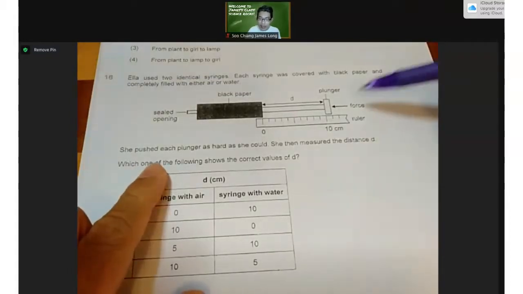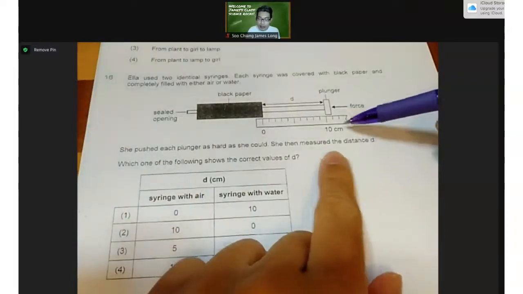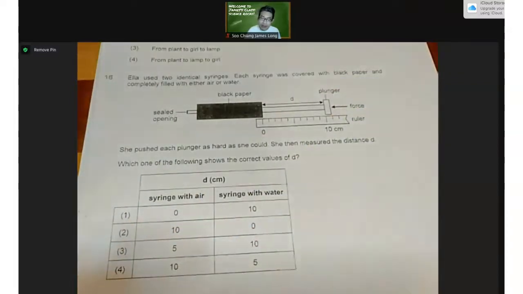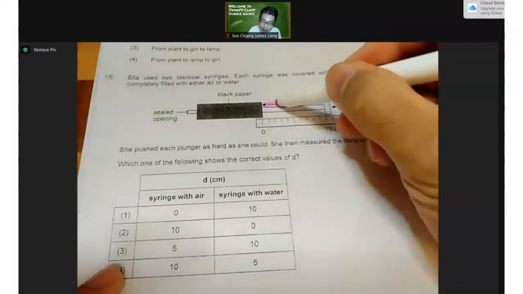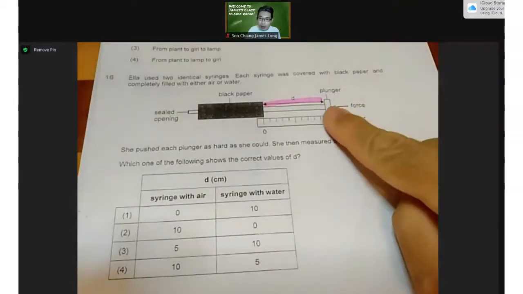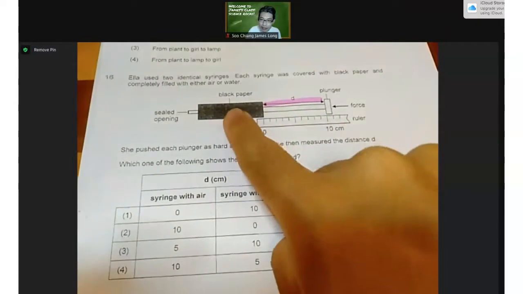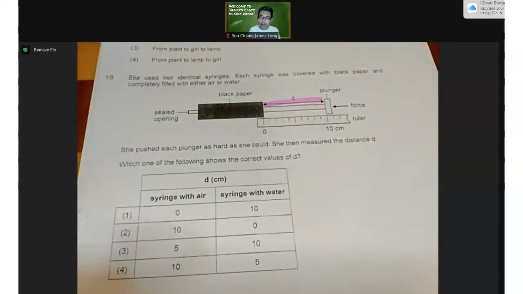So we must depend on certain observations that we can make. And what is that? She pushed the plunger as hard as she could. Then she measured a distance d. This is the distance d. Now, if this distance d can be reduced, that means she's able to push in and compress whatever is inside. If it can be compressed, then it will be a gas inside. There's air inside.